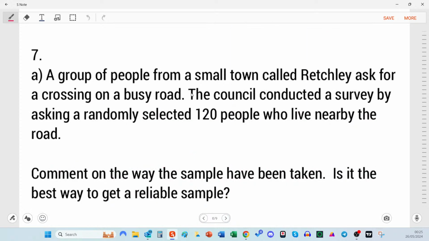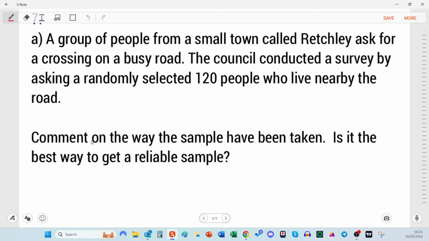7. A group of people from a small town called Wretchley asked for a crossing on a busy road. The council conducted a survey by asking a randomly selected 120 people who live nearby the road. Comment on the way the sample has been taken. Is it the best way to get a reliable sample?